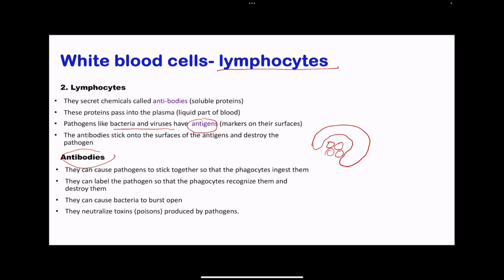They also cause the pathogens to burst open. This is because some of these antibodies cause the cells, I'm talking about the cells of the pathogens, to take up more water, and due to the excess uptake of water, they burst open and they're going to be destroyed. And also, these antibodies neutralize toxins that are produced by the pathogens, thereby protecting the body from harm.